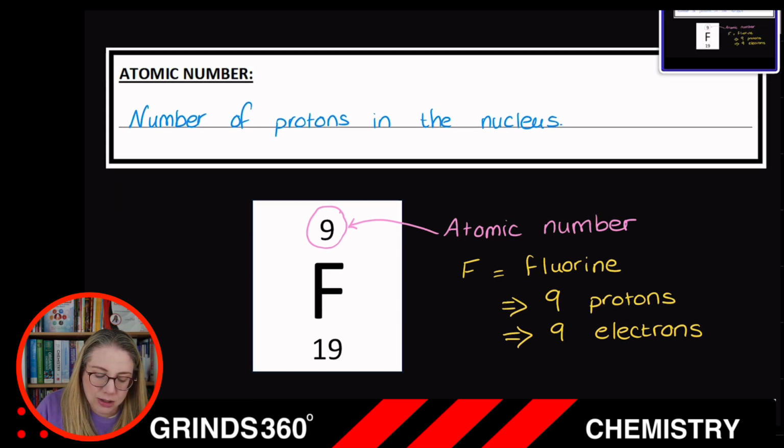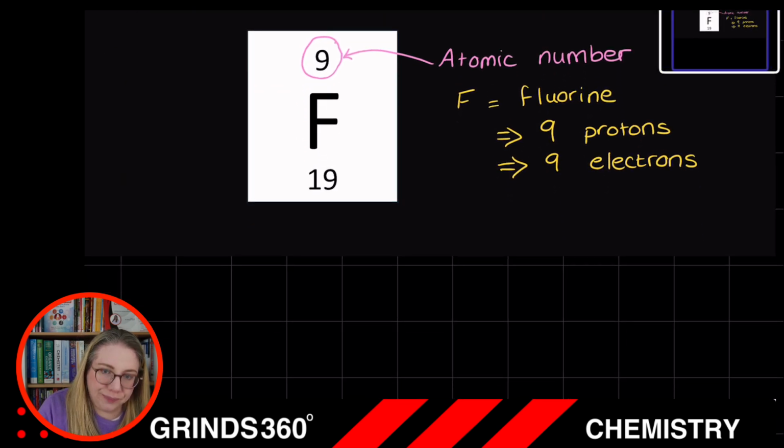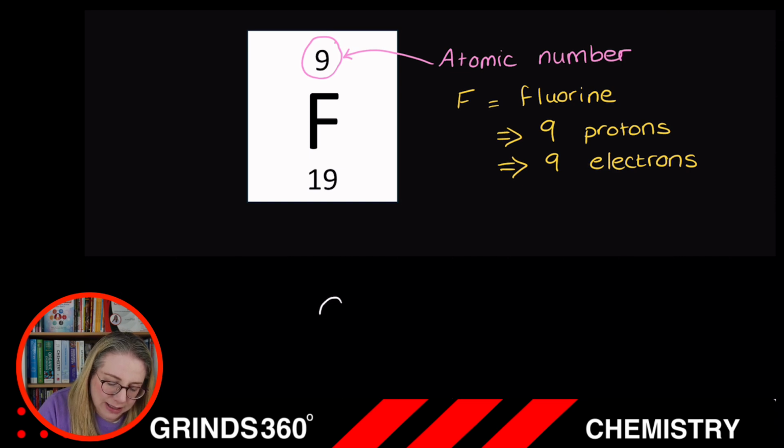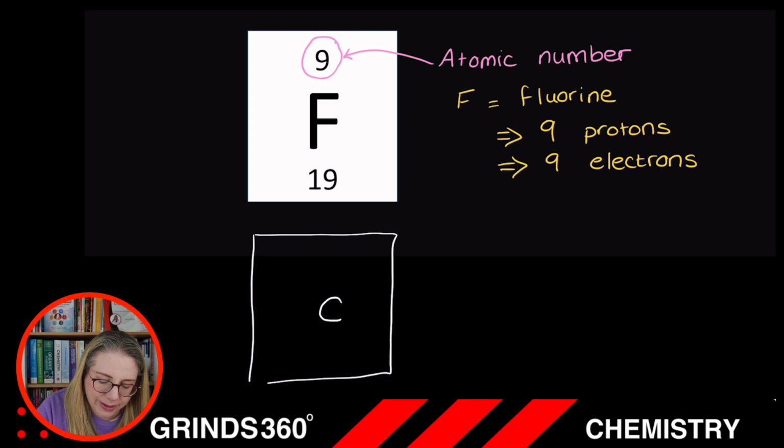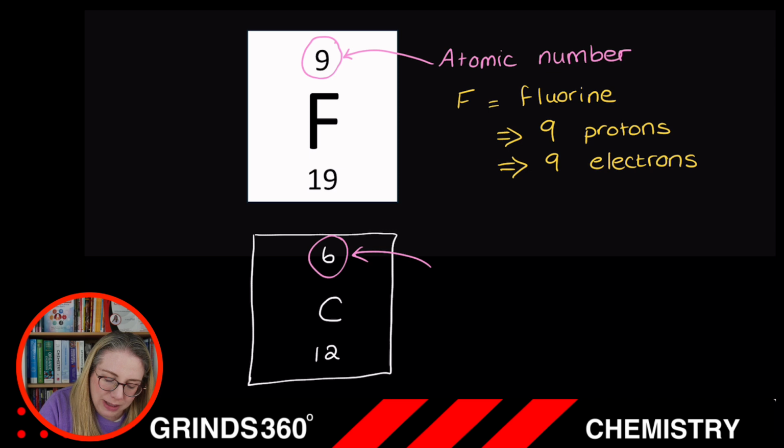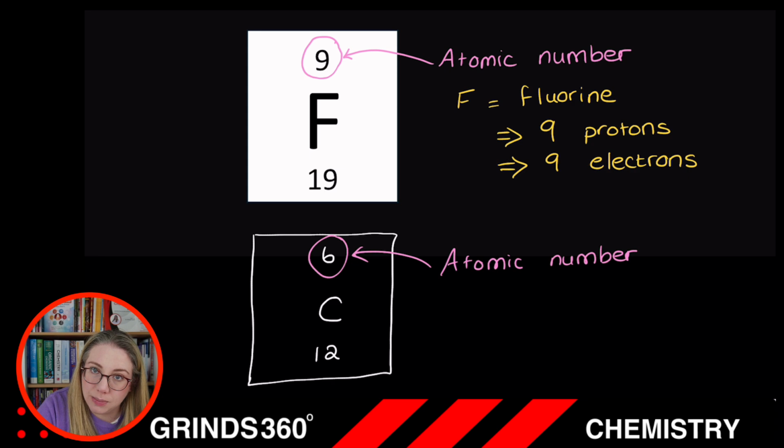Now let's look at another one. If I just move this up. Another element that you find in the periodic table is the element carbon. Carbon from the periodic table has an atomic number of 6. So remember, the smaller of the two numbers, that is the atomic number. So the element here, capital C, means carbon.